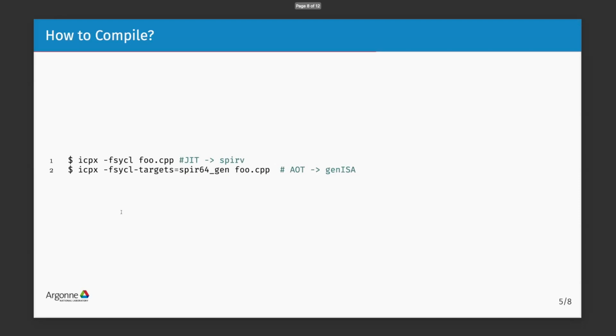How to compile and run is exactly like in OpenMP. You just put -fsycl and you do the JIT, and you do -fsycl-targets, and also SPIR-V gen if you want to directly create the Gen ISA, which is the lower level, and not the SPIR-V intermediate representation.